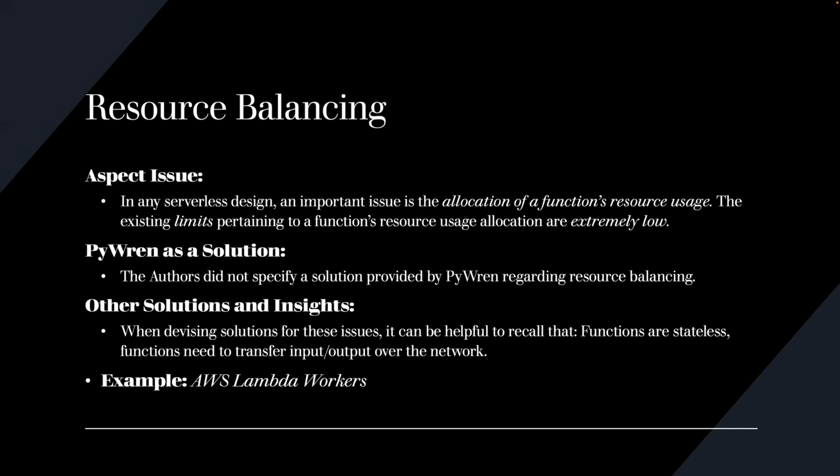While the authors don't specify how PyWren addresses this issue, they do discuss how existing infrastructure could begin to develop a solution. Functions are stateless, and they need to transfer both input and output over the network. As memory capacity and network bandwidths grow in the coming years, these rules could potentially derive memory capacity from a target running time. The authors talk about Amazon Web Services as an example.